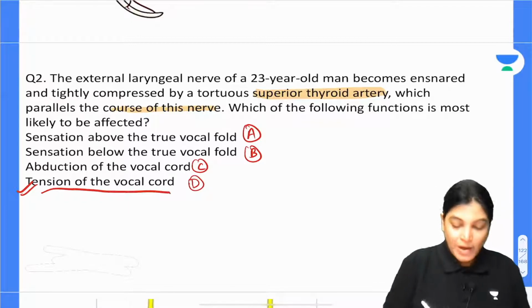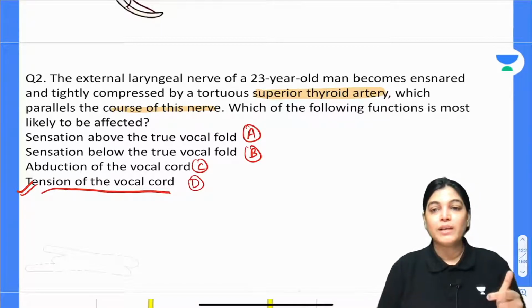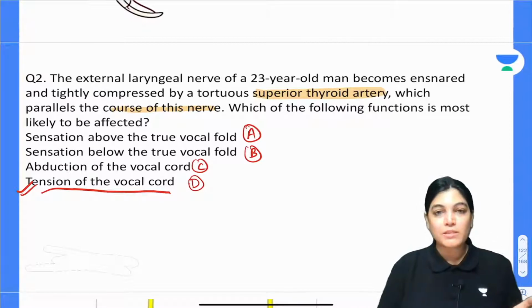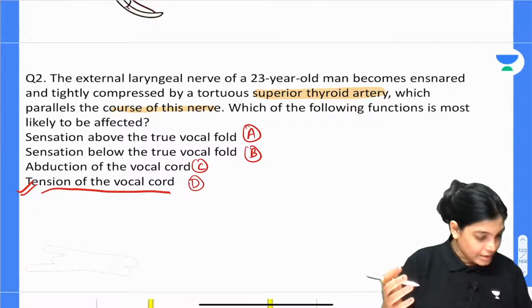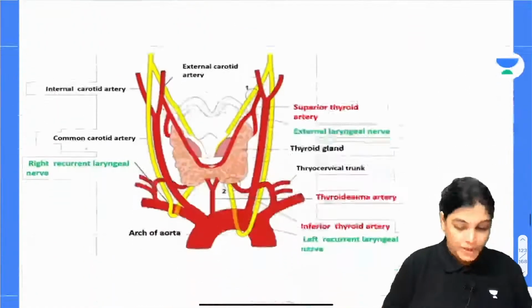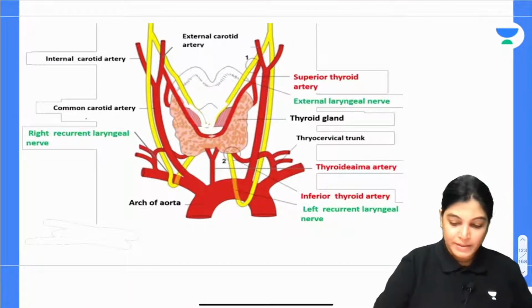Now, we know that only one muscle of the larynx is innervated by the external laryngeal nerve, that is the cricothyroid muscle. So there will be paralysis of the cricothyroid muscle. When the cricothyroid muscle is paralyzed, the action which is affected is tension of the vocal cord. So yes, I am getting C, abduction of vocal cord. Now let me explain, don't worry. All of you please focus on this diagram, your doubt will be cleared.